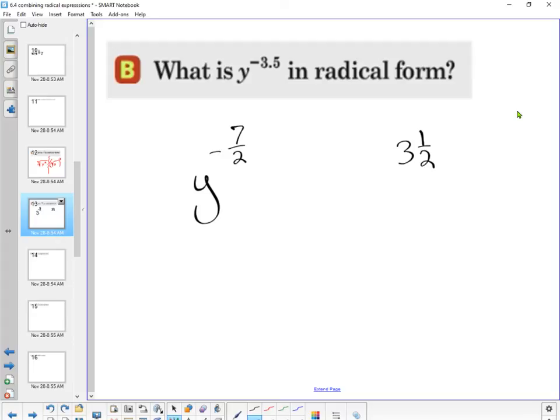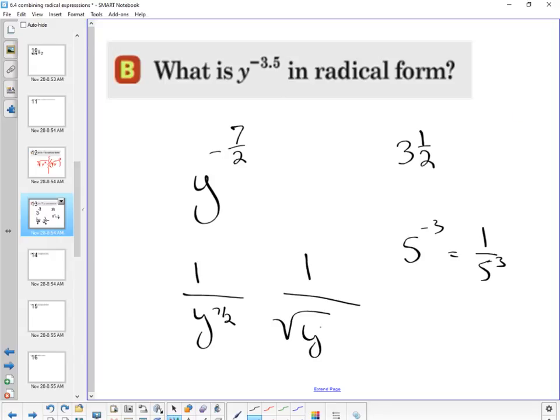It's kind of like when you have this. To make that positive, you'd have 1 over 5 to the third. So we have to do the same thing here. Okay? So that means we're gonna end up with 1 over y to the 7/2. And if we want to do it in radical form, it's a lot more work than we thought, huh? So this is going to end up being 1 over the square root of y to the 7. What about the two? It's a square root. Power of root.